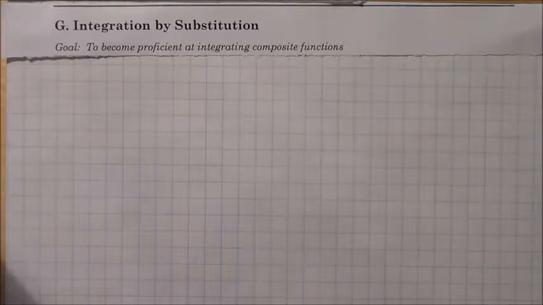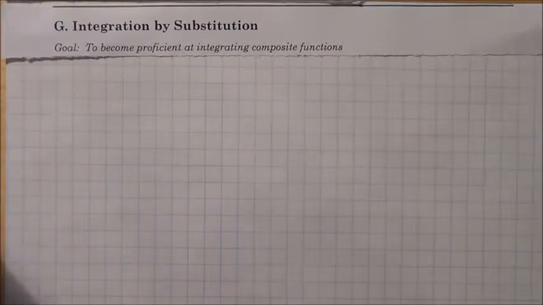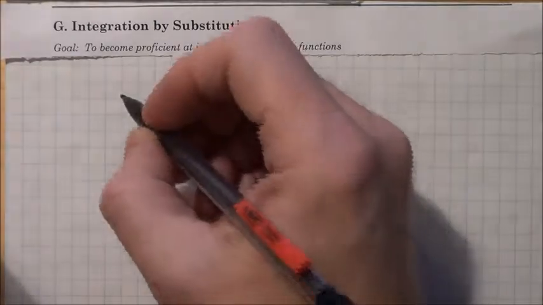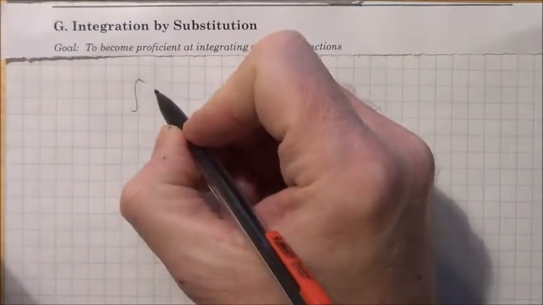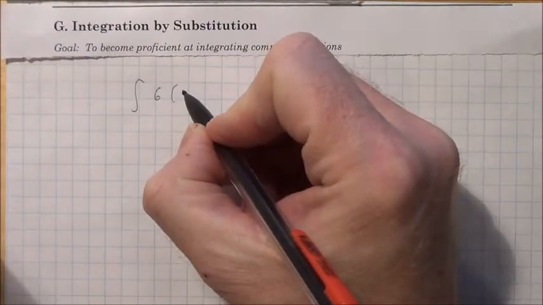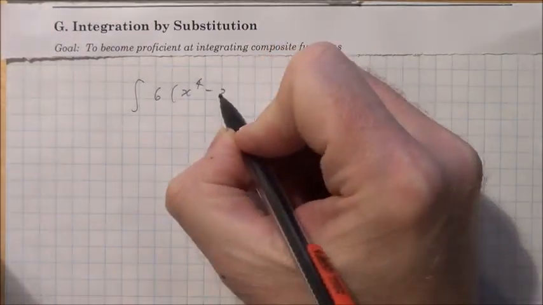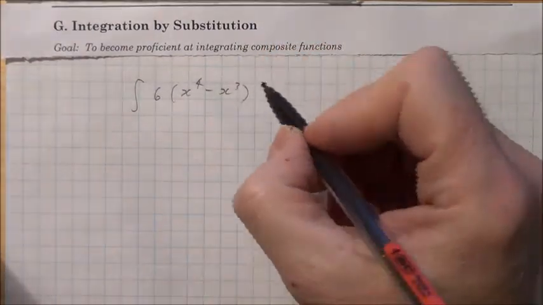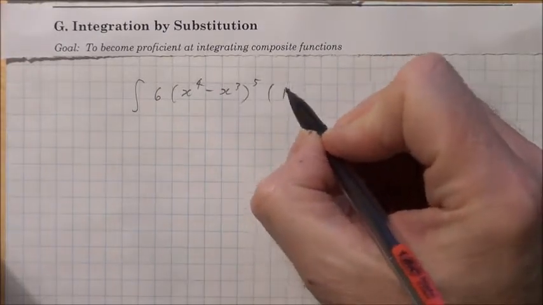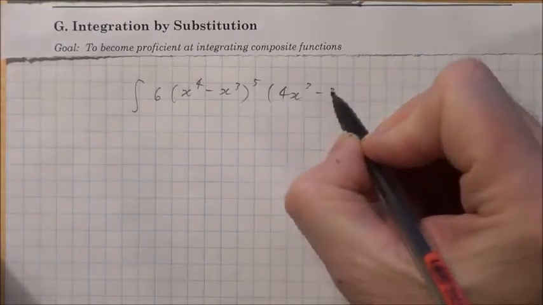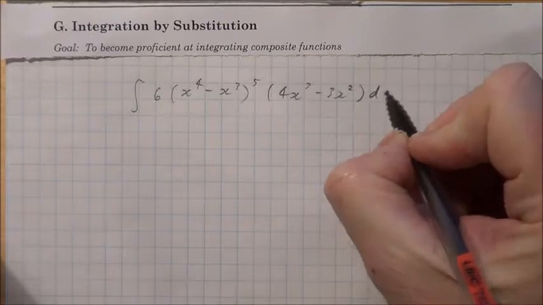The goal of today's lesson is to become proficient at integrating composite functions. So let's consider this integral: the integral of 6 quantity x to the power 4 minus x cubed to the power 5 multiplied by 4x cubed minus 3x squared dx.